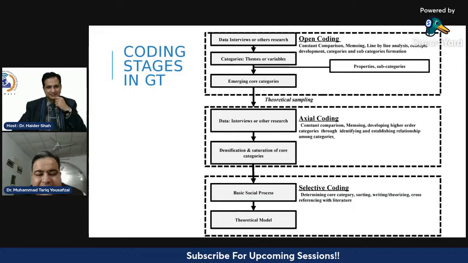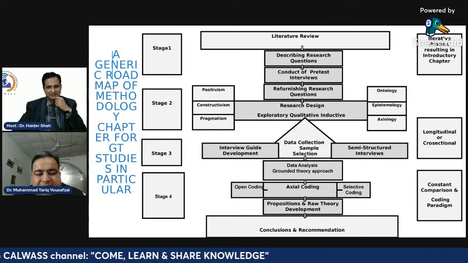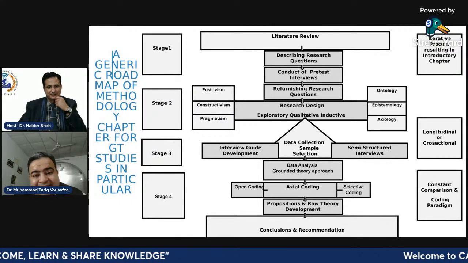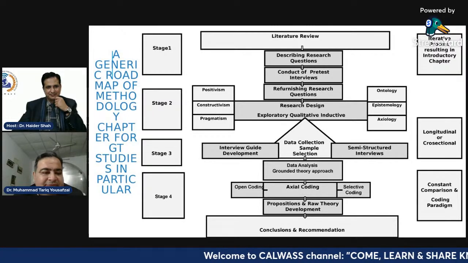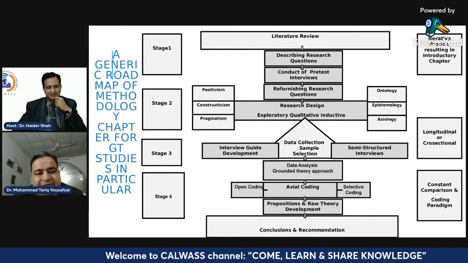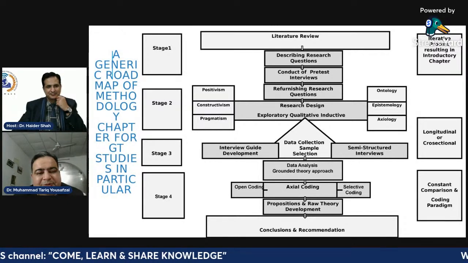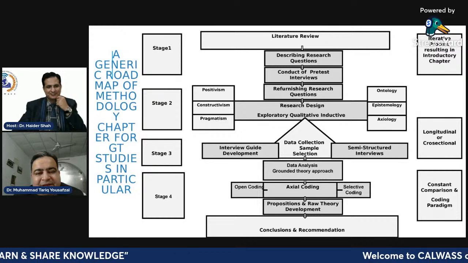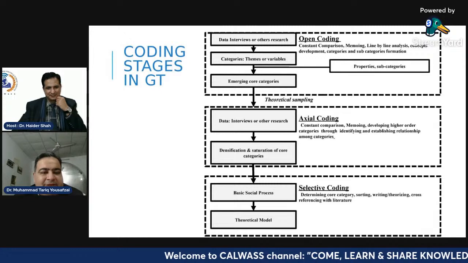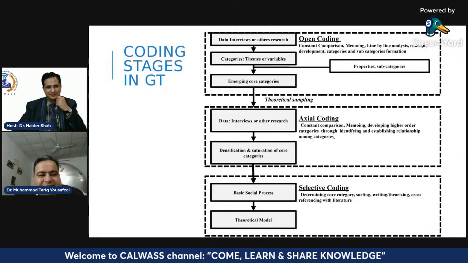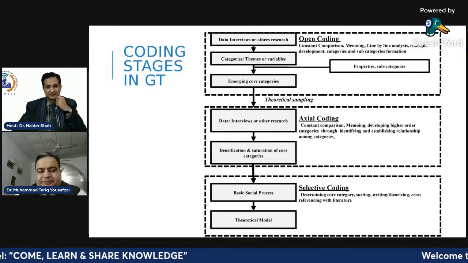And then, at the end of the day, what would happen is that some propositions or a theory would be developed, and conclusion and recommendation would follow. There is something like a roadmap that you can use for your methodology section if you're using grounded theory at bachelor, master's, and PhD level. So I just wanted to give a chance to those people who plan to; this is my own conceptualization of mind. You can use your own conceptualization of mind. Now, this is something the majority of the students struggle with. Now, the stages of coding.